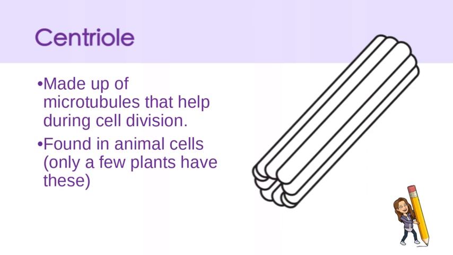The centrioles are found in animal cells mostly. Sometimes plants have them, but they are mostly in animal cells. And they are microtubules that help during cell division. So when cells divide and make more cells, their job is to help with that process.